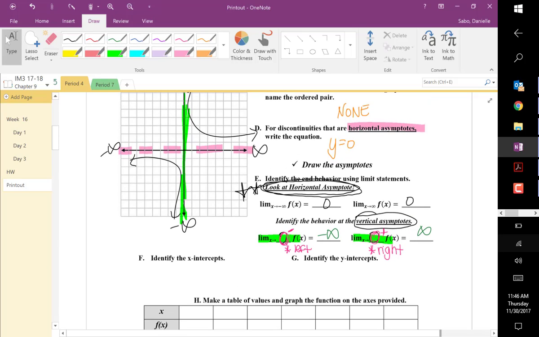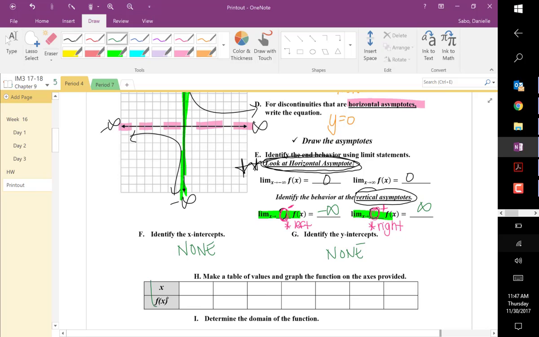Well, here's a question. Do I have any x-intercepts? No. Can anyone explain why I have none? It's not touching. Thank you. My heart is so big right now. Okay, what about the y? Yeah, none, because it's not touching the graph. Because right here, it'll never touch it. I don't care about that.